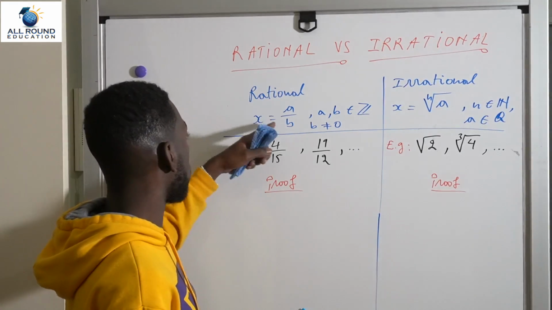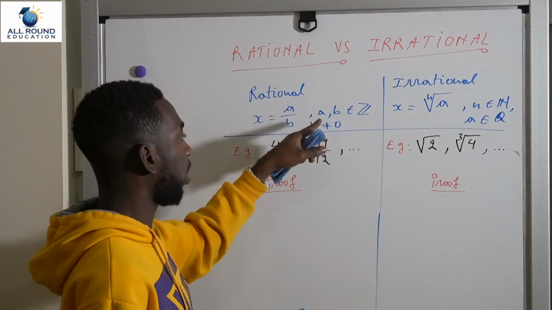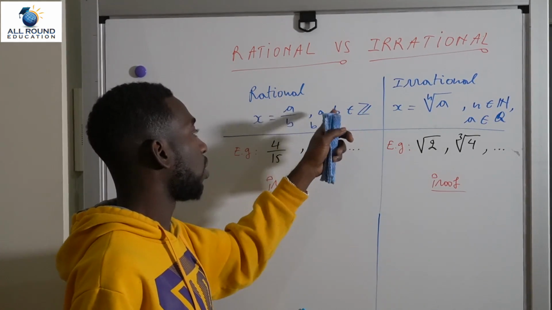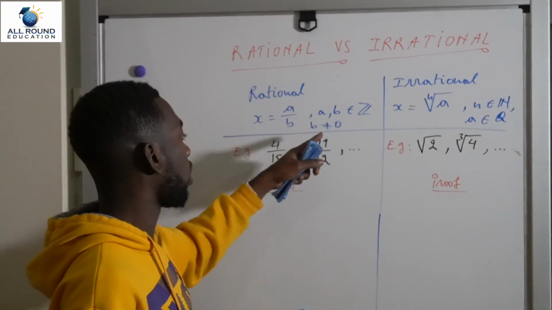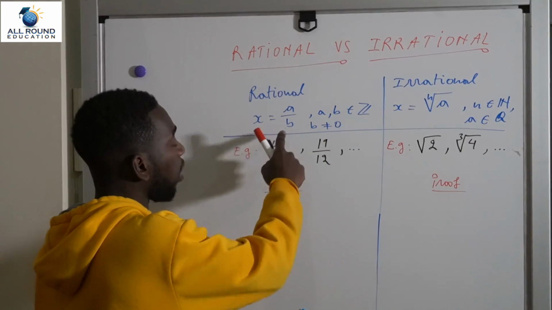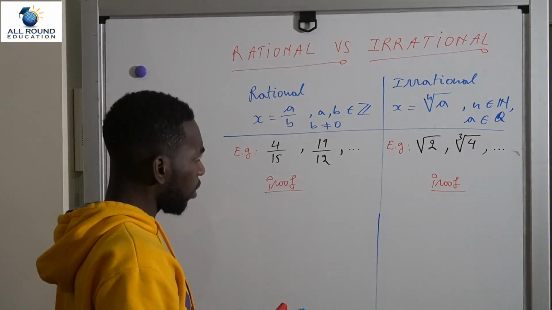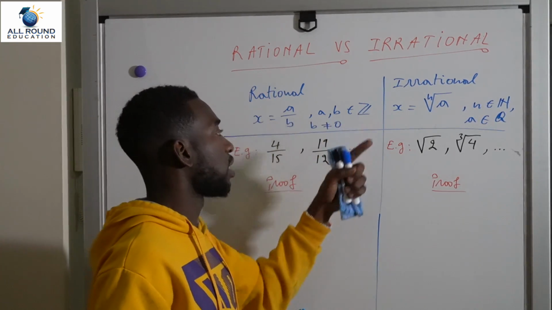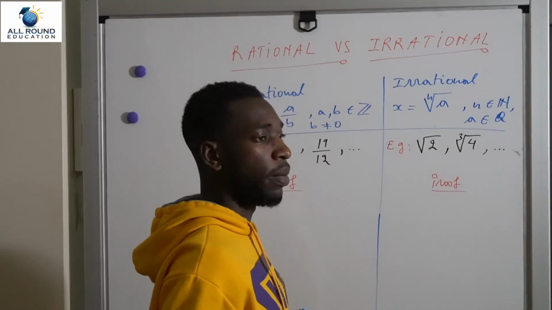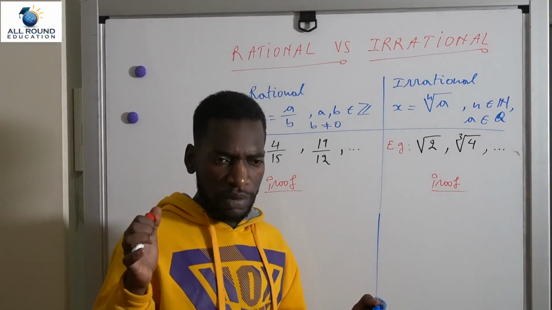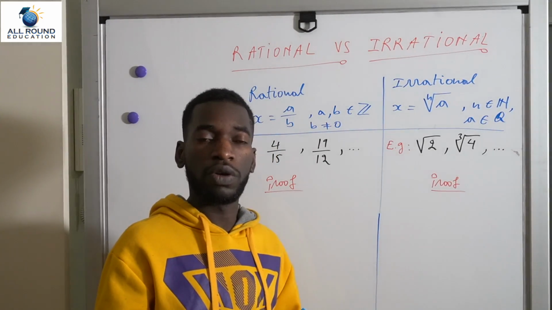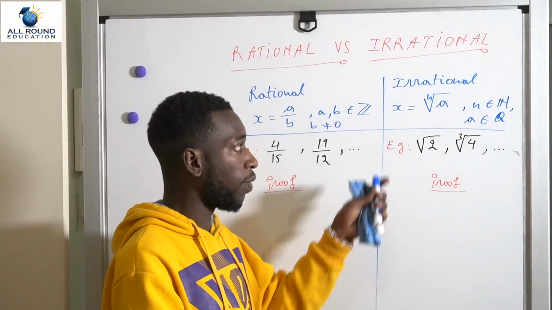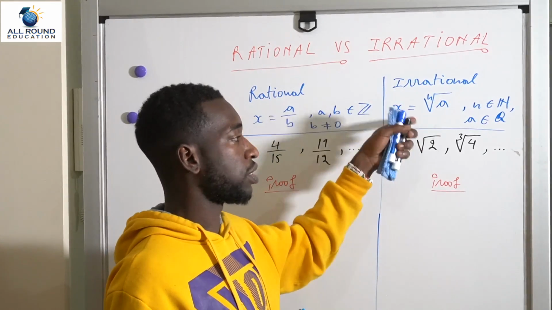So we could have x equals a over b, where a and b are elements of Z, or integers, and b has to be different from 0 because we cannot divide by 0. So that's the formal definition of a rational number. On the other side, we have the irrational number. In the previous video we also talked about surds. One of the examples of irrational numbers is surds.